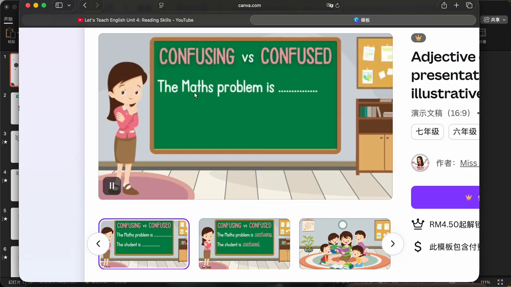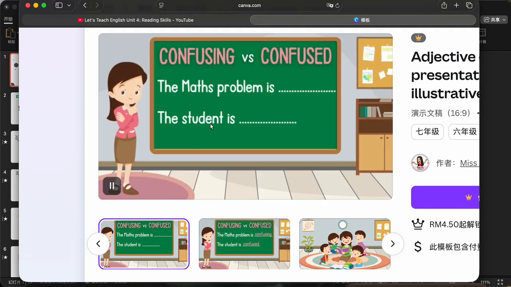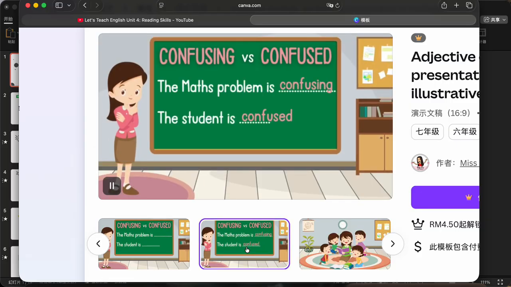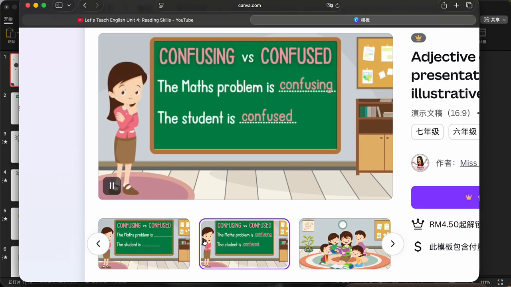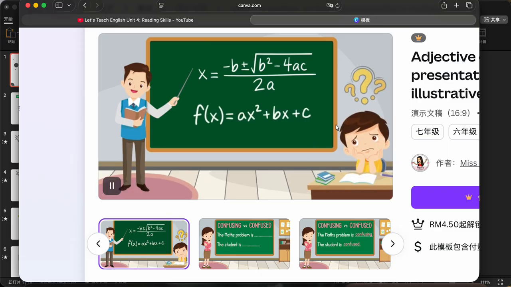He asked the math problem is, so that may be confusing. So the student is very confused. But I think he can have some clearer signal on the picture, so the students can recognize what I need to describe.